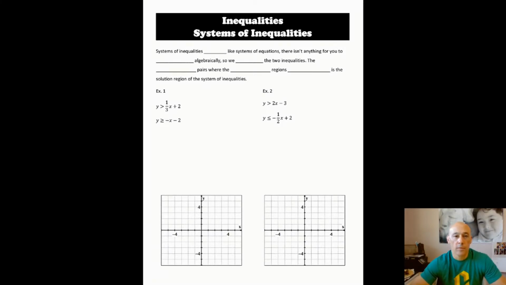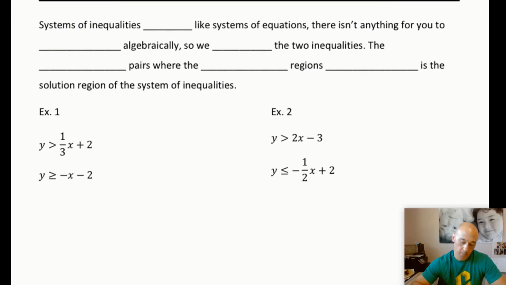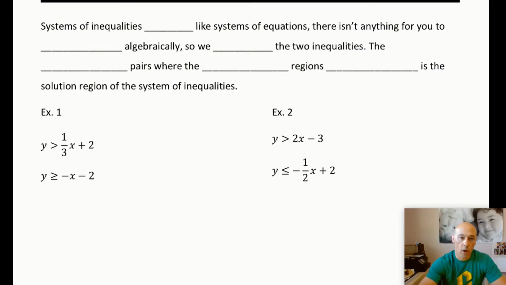Inequalities, systems of inequalities. Systems of inequalities aren't like systems of equations. There isn't anything for you to solve algebraically. So we graph the two inequalities.